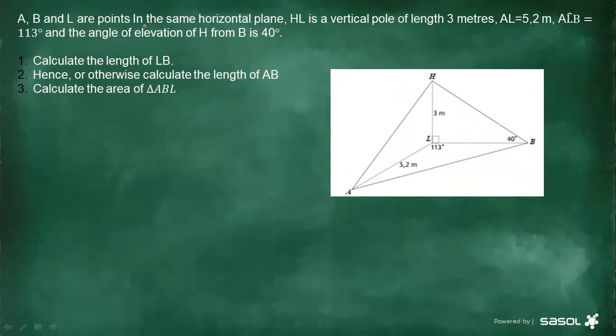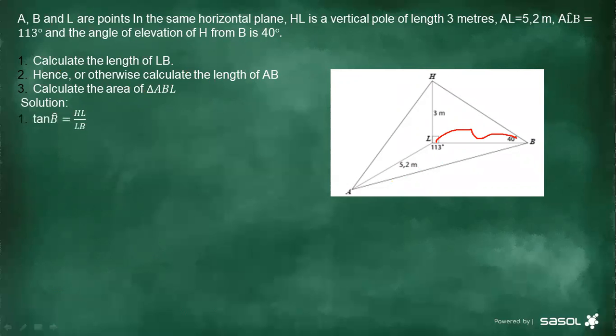A and B are points on the same horizontal plane. HL is a vertical pole of length 3 meters, and AL equals 5.2 meters. Angle ALB equals 113 degrees, and the angle of elevation of H from B is 40 degrees. The first question: calculate the length of LB. Where is LB? This is LB.